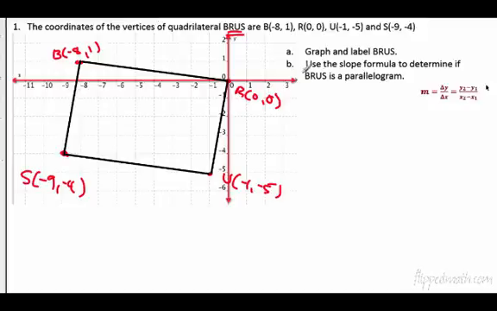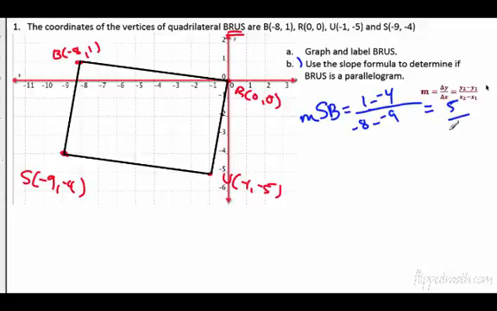What you have to do is, it says part B, use the slope formula to determine if BRUS is a parallelogram. So let's find the slope of SB first. So the slope, which we use an M, of SB is equal to, all right, so here's how we do slope. 1 minus negative 4 over negative 8 minus negative 9. What does all this equal? This equals 5 over 1, positive 1. You better make sure you got your integers right. Okay, so that is the slope of SB.